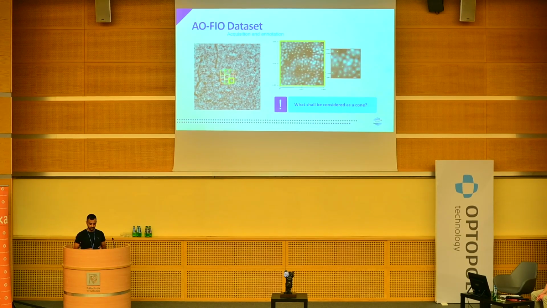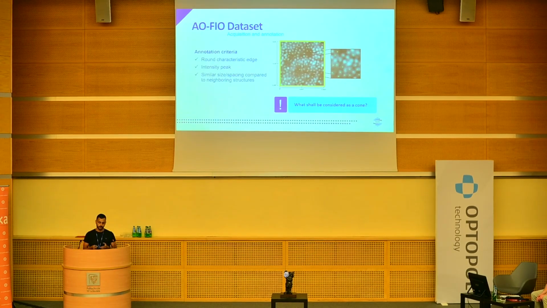So what we did was come up with something very simple. We said, let's make the first rule, something that we can share with the graders, then let's see how it goes. In this case, we said that the cone should be a round characteristic structure, and it should have an intensity peak, which should follow more or less a Gaussian distribution, and it should have a similar size and spacing compared to the neighboring structures. And I say similar, not fixed, because the size of the cones also changes from the fovea to the periphery, and this is something very important as well.